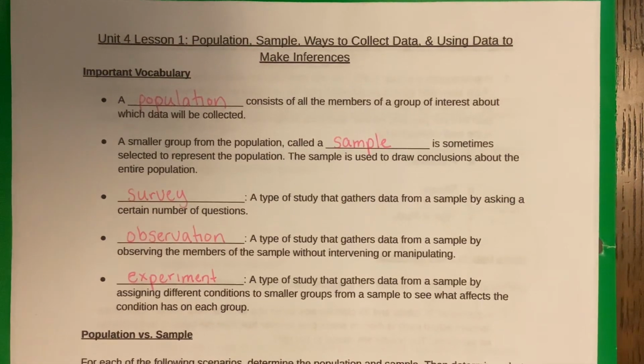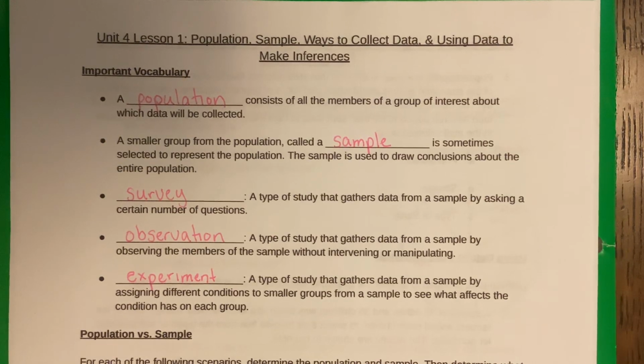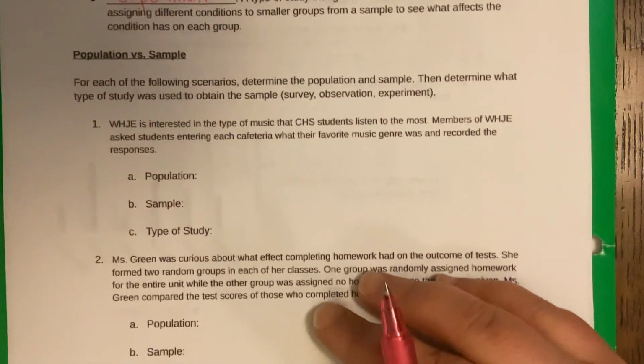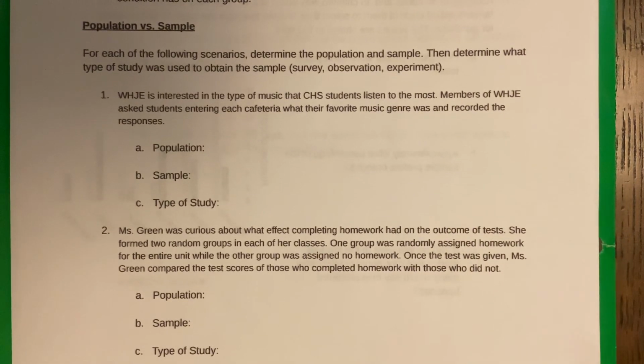Okay, now that type is exactly what it sounds like. You're going to assign a certain condition to a smaller group from the sample to see how it affects each group, and then draw conclusions based on that information. All right, so let's go ahead and take all those pieces of information and apply it to some examples. For each of the following examples, we're going to determine what the population is, what the sample is, and what the type of study was.